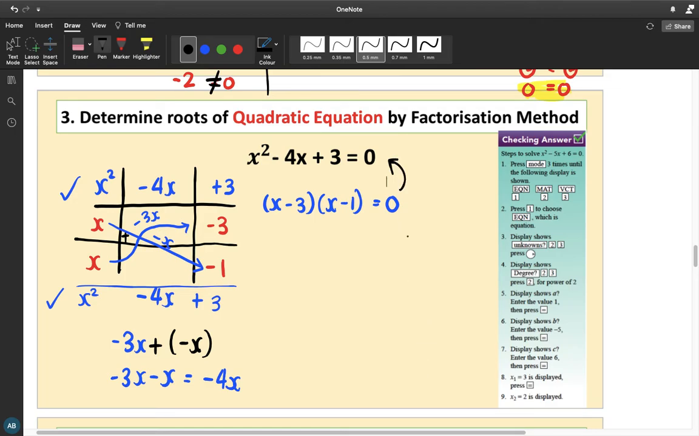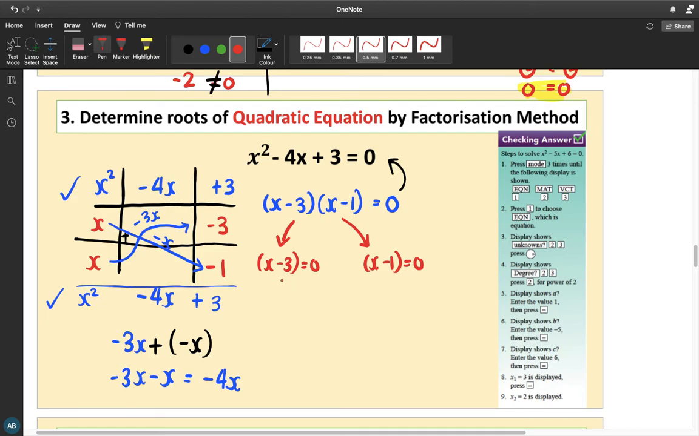Okay? Alright. So, itu adalah the method to cari roots. And then, okay, kita ada x minus 3 equals to 0 dan x minus 1 equals to 0. So, kita ada dua benda kat sini. 1, 2. So the first one we have x minus 3 equals to 0. The second one we have x minus 1 equals to 0.